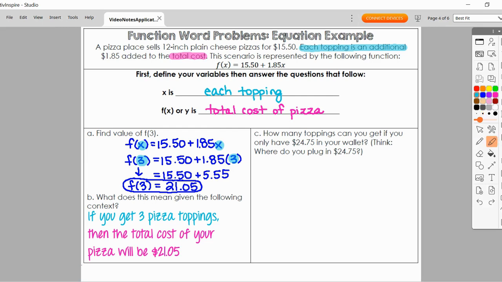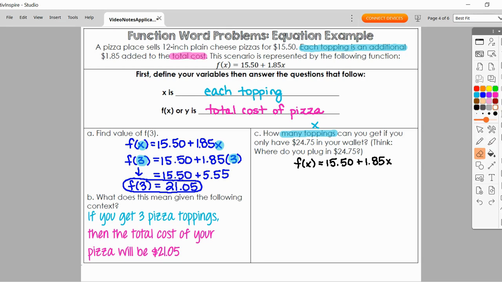In part C of this problem, we want to find out how many toppings I'm going to go ahead and highlight that in blue because that's our x value here can you get if you only have $24.75 in your wallet? So we want to think about where we plug in that 24.75. Well, I'll write the original function given in the problem, f of x equals 15.50 plus 1.85x.